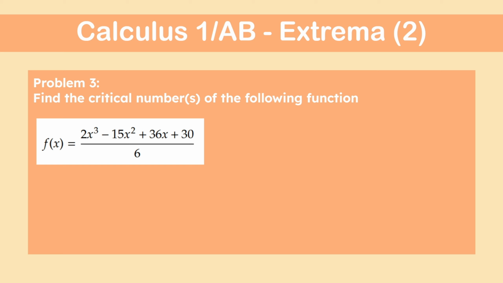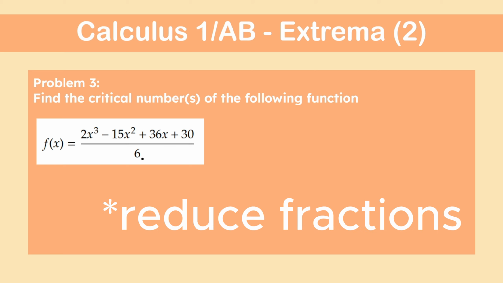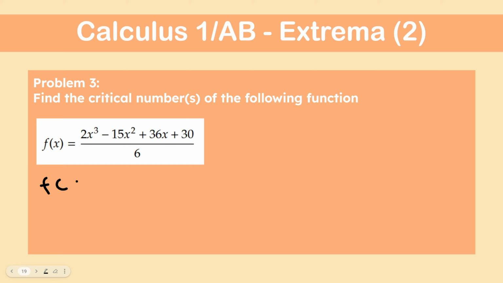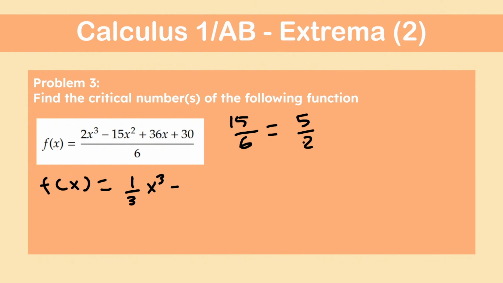So for this one, we can factor out or cancel out some terms. So you can say that f of x is equal to 2 over 6, 1 over 3 x cubed, minus 15 over 6. They share 3 in common, so we can get 5 over 2 x squared. 36 over 6 is just 6x. 30 over 6 is just 5. So now we're going to differentiate to find the critical numbers.